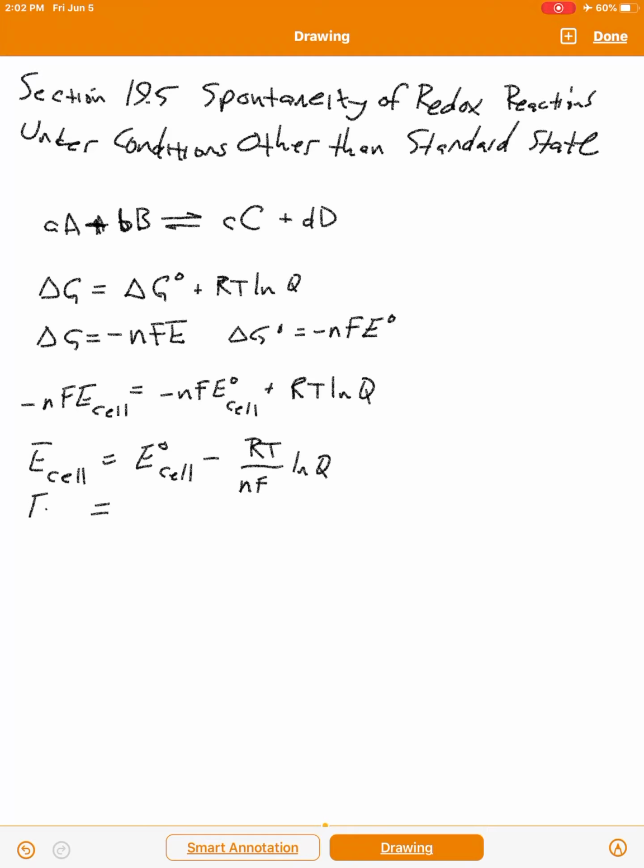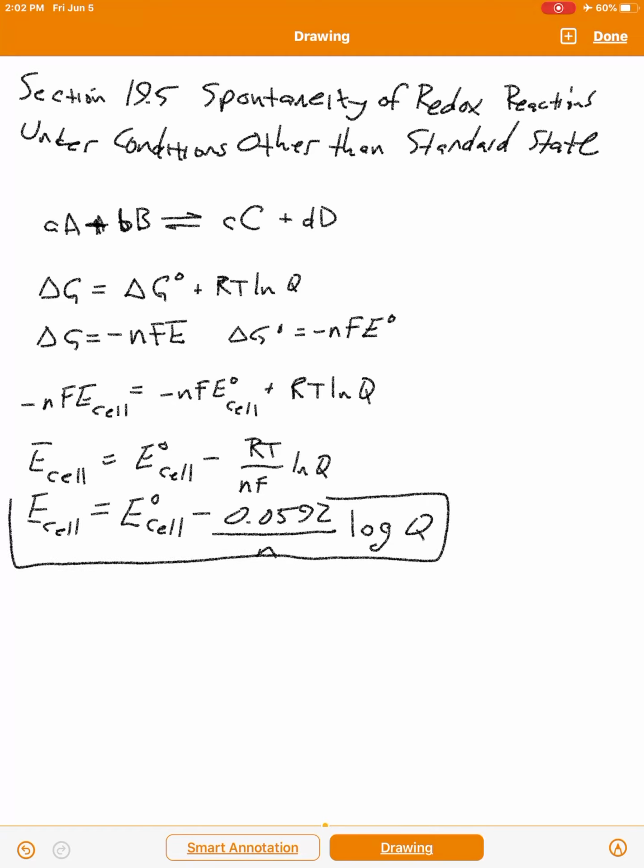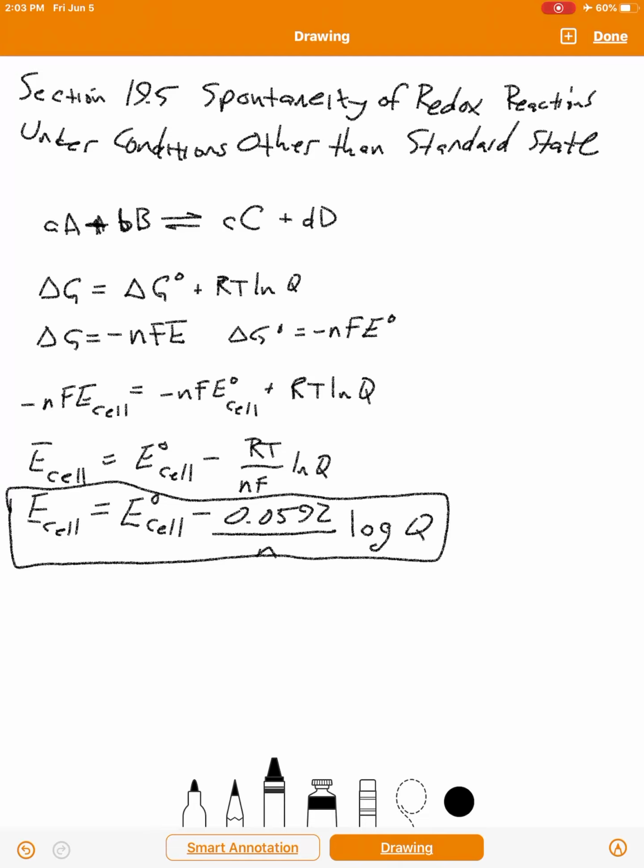And we find that the cell potential in this case would be the standard cell potential minus 0.0592, in units of volts, divided by n, the number of moles of electrons transferred, times the log base 10 of the reaction quotient, right? Okay, and there we go. There's our result right there. Now this is an interesting result. Essentially what it says, I'm going to erase this down here and write that a little bit more clearly.